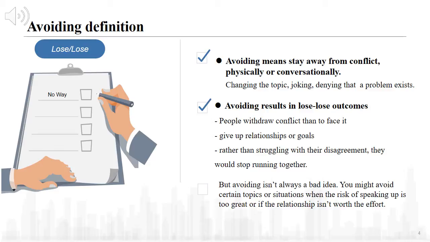It always results in lose-lose outcomes. People withdraw from conflicts rather than face them, and they may give up the relationships rather than struggle with the disagreements. Such conflicts happen frequently in China. For example, when a couple is going to get married, the woman's side will usually ask for a large amount of bride price. And if the man's side does not agree, the couple will break up.